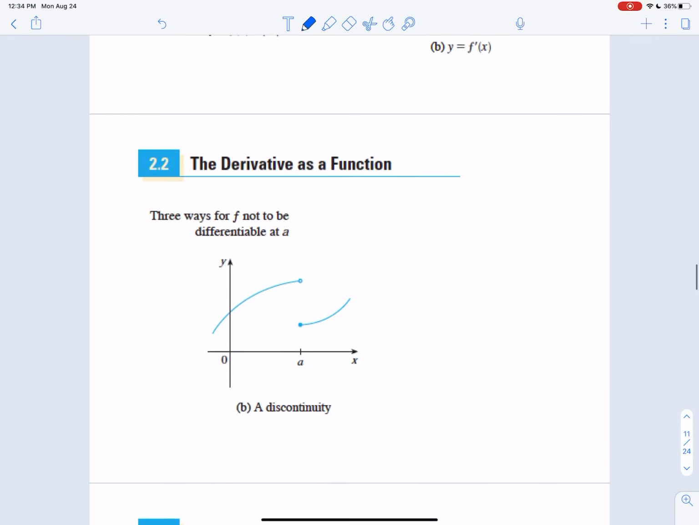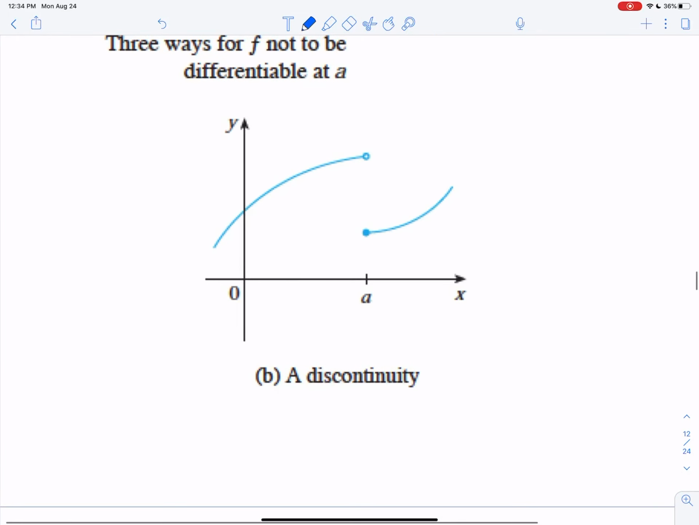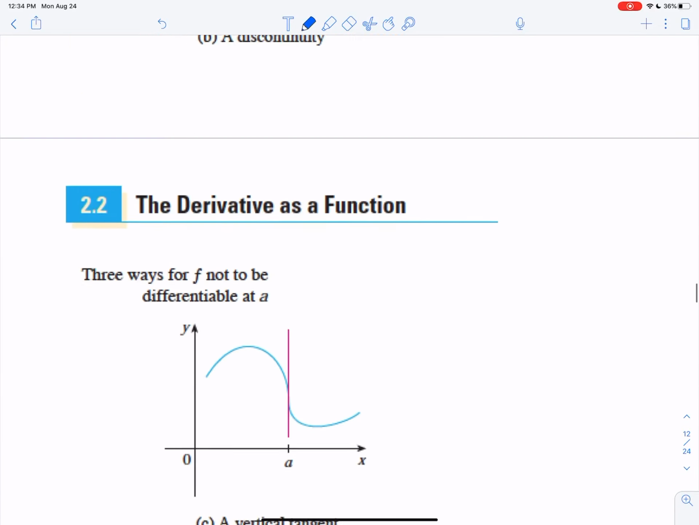So here's the second way. If you have a discontinuity, there's no way that I can find a tangent line right where it's discontinuous. For the same reason, there's no unique tangent line. There's such an infinite amount of tangent lines right there, right? So here's the third case.